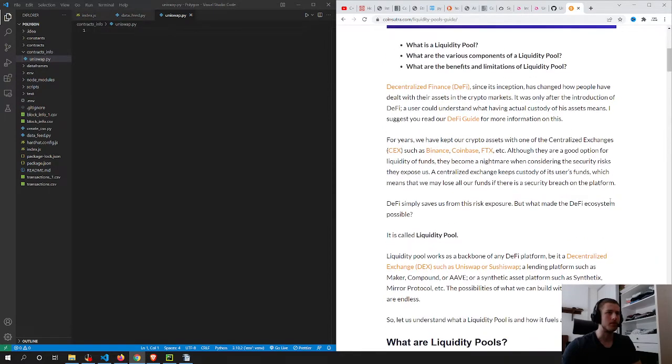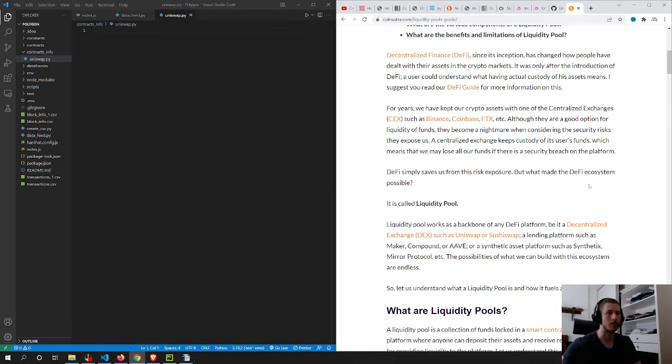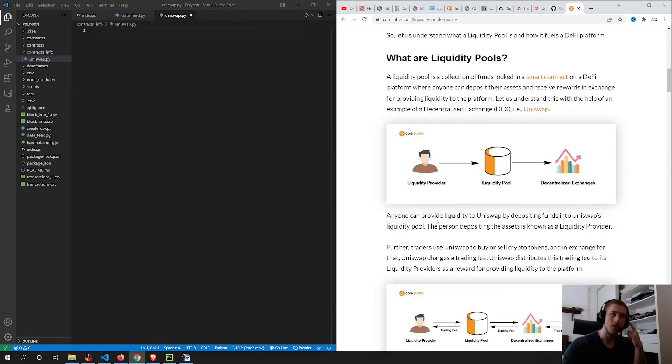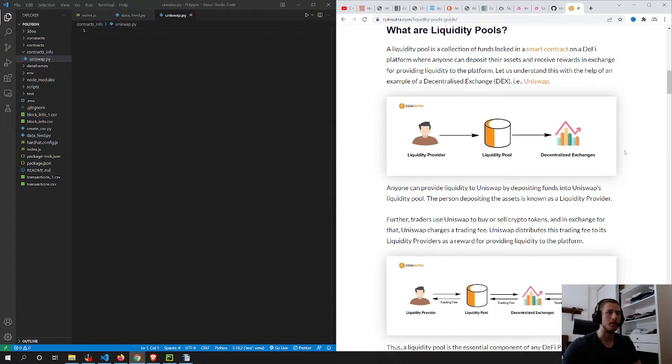Decentralized finance, since its inception, has changed how people have dealt with their assets in the crypto markets. Liquidity pool is a collection of funds locked in a smart contract on a DeFi platform where anyone can deposit their assets and receive rewards in exchange for providing liquidity to the platform. This with the help of an example.